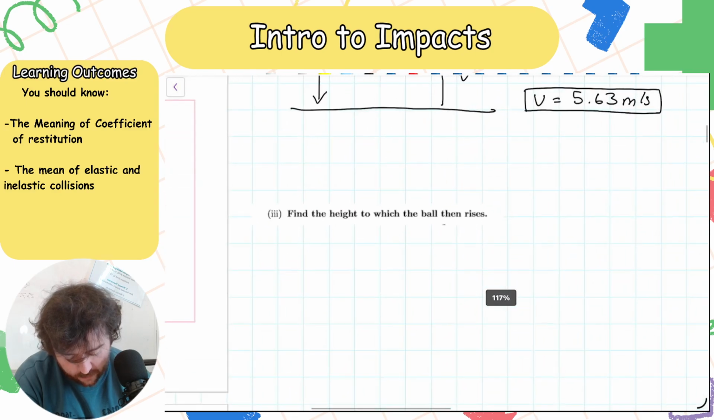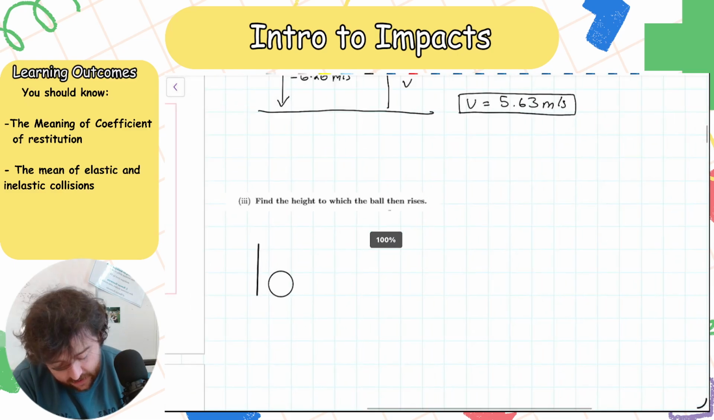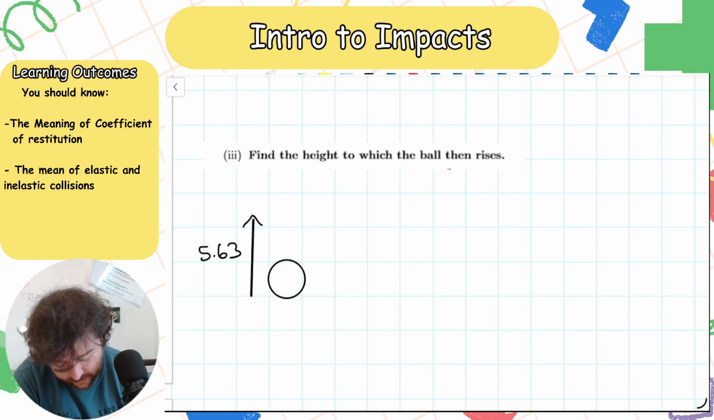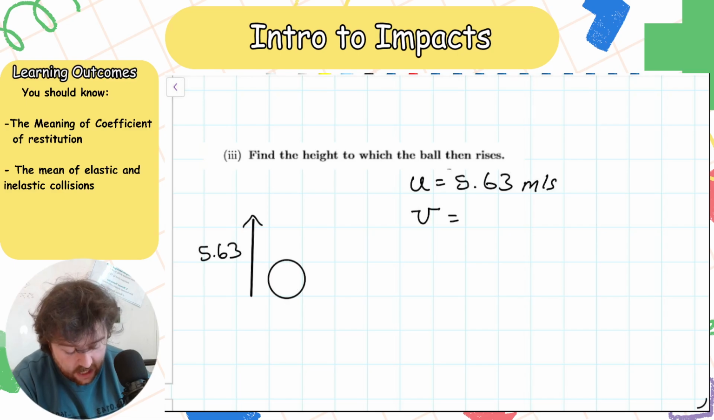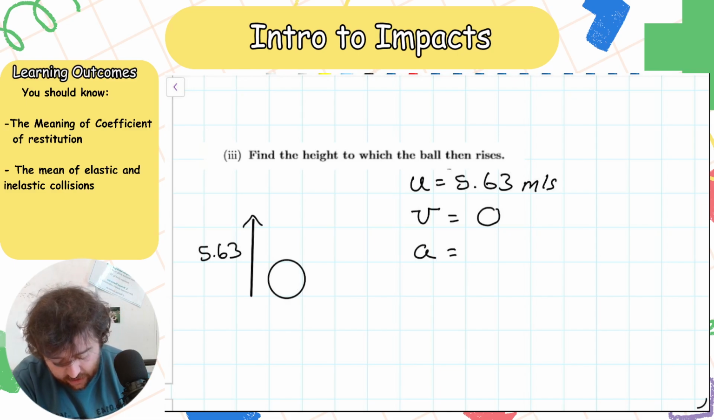Then find the height to which the ball rises. So now it's like a projectiles question. I have my ball here. It is now rising with a speed of 5.63. So its initial velocity is 5.63 meters per second. I want to find how high it rises. So it reaches its max height when its final velocity is 0. The acceleration is working against gravity, so it's going to be minus g. And then s is what we're looking to find.